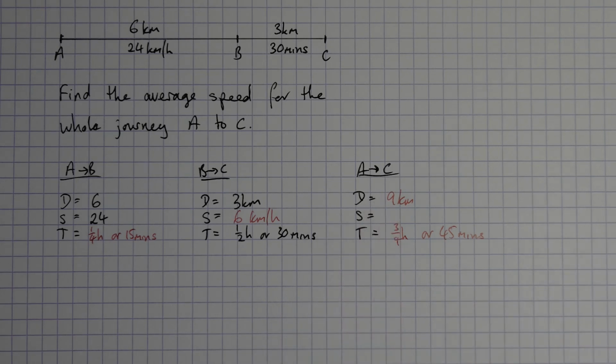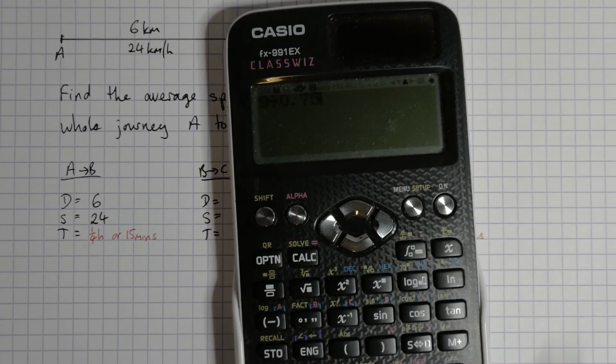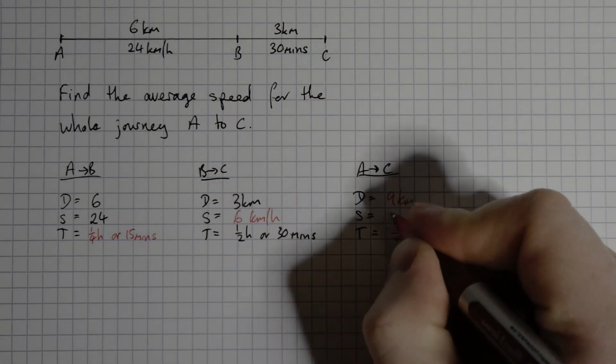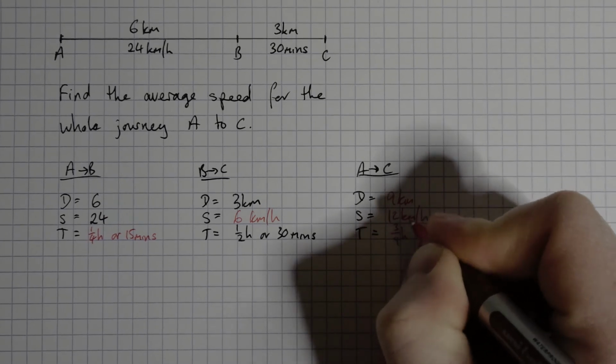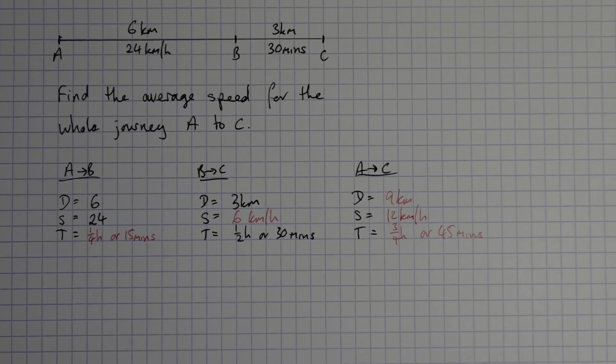So speed is distance divided by time. That's distance 9 divided by time 3/4, or 0.75. So 12 comes out as 12 kilometres per hour. The numbers won't always be this nice. You might have slightly more awkward numbers. That can happen. You might get a decimal. It doesn't mean you've done it wrong.